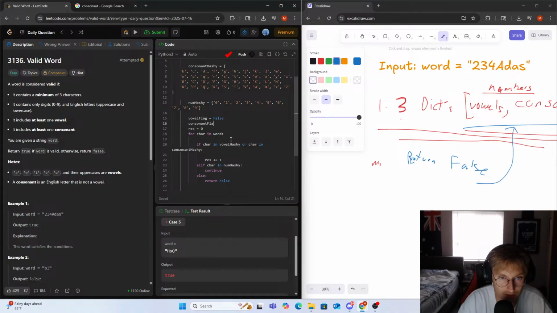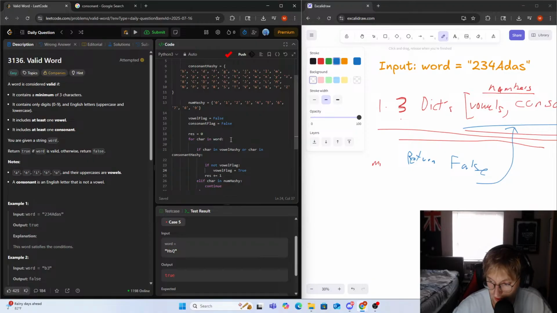Consonant flag is equal to false, right? We can check down here. Well, if we see a vowel hashi or we see a consonant hashi, we can check, well, if vowel flag is equal to false, I guess we can just do if not vowel flag. If not vowel flag, we can make vowel flag equal to true.